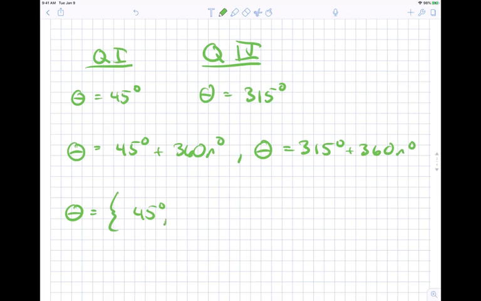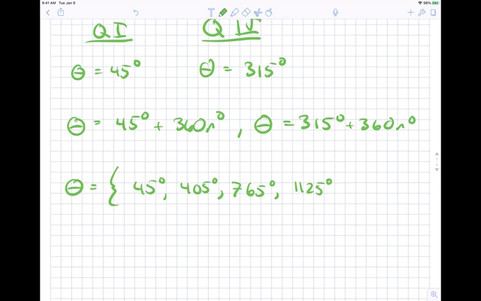So if n is 0, we get 45. If we're in quadrant 1, keep going. If n is 1, that is 405. Okay, that's the second one. Let's get one more from there. Okay, degrees. So let's keep going. Let's get 4 from the other one, from the quadrant 4 solution.